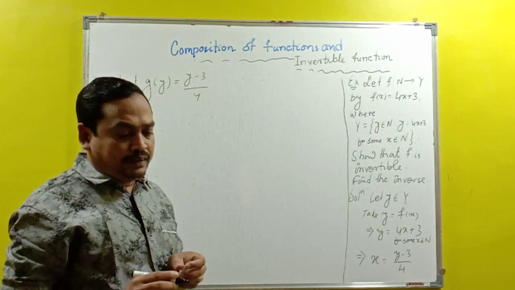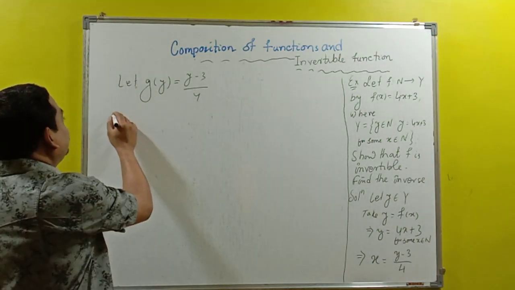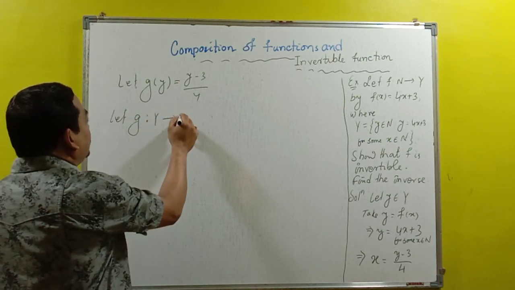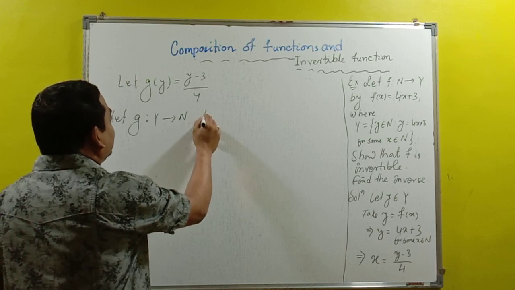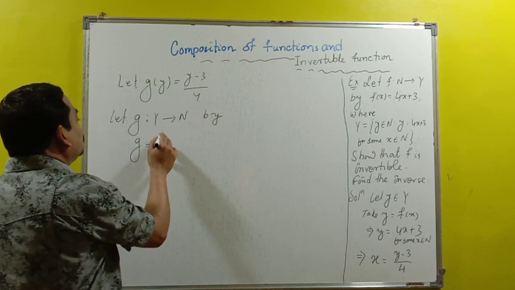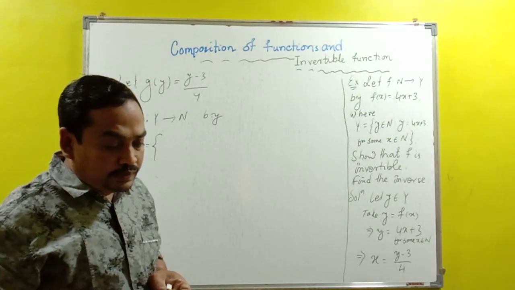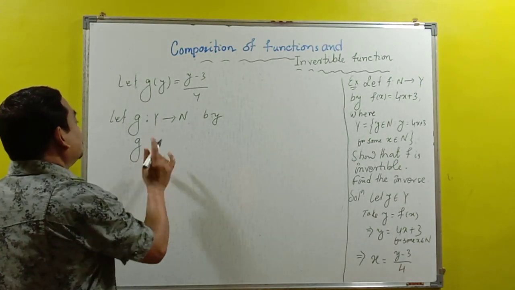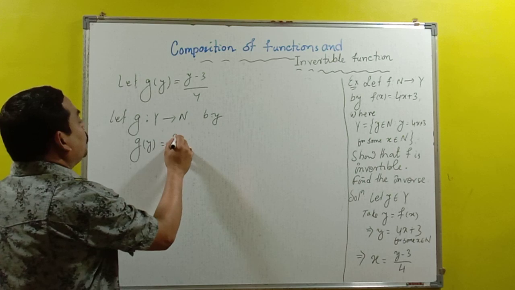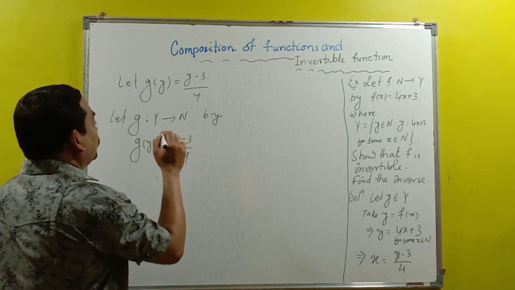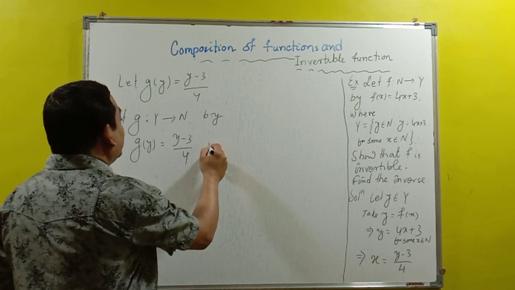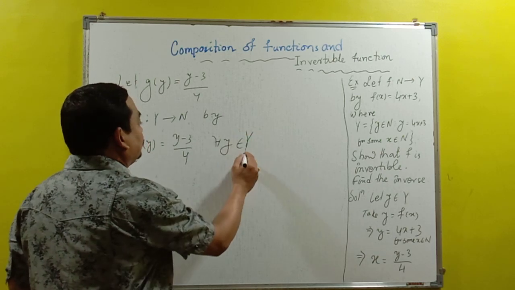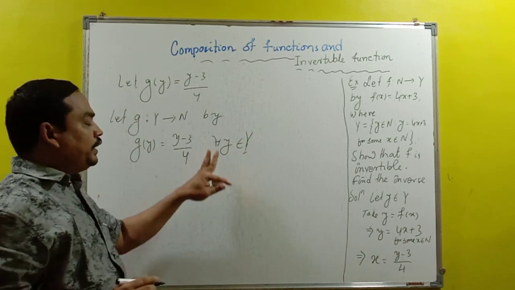Let us define it. How to define? Let g be a function from Y to N defined by g of y is equal to (y minus 3)/4, for all y belonging to this capital Y. Okay, now g of y you have defined.